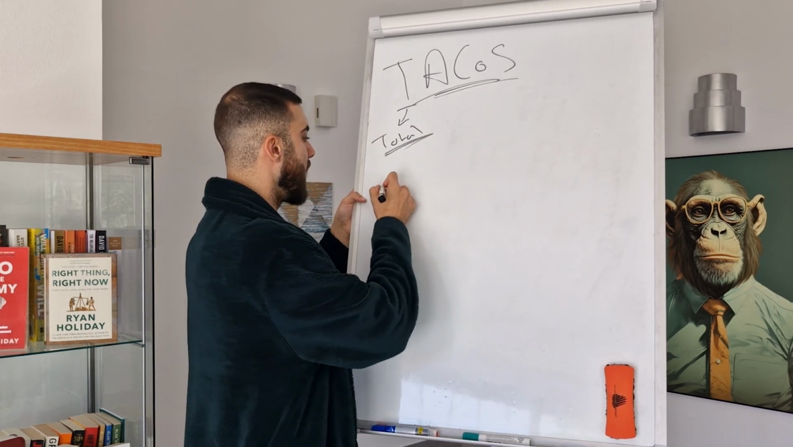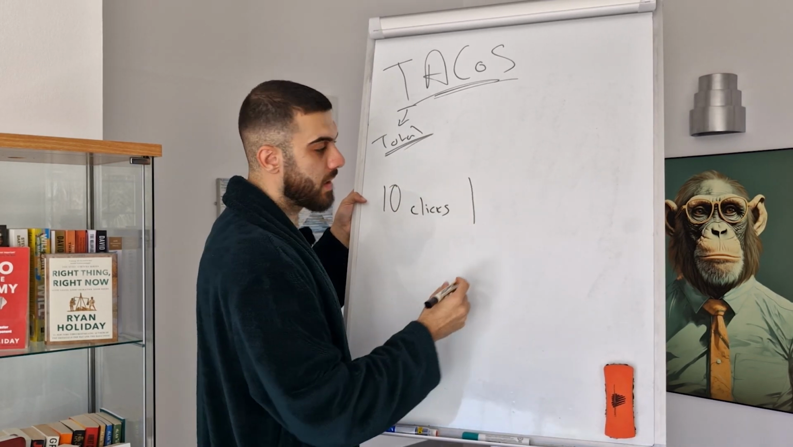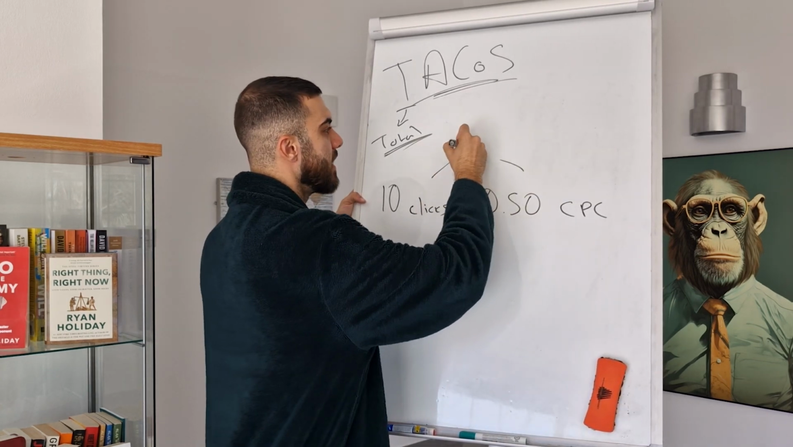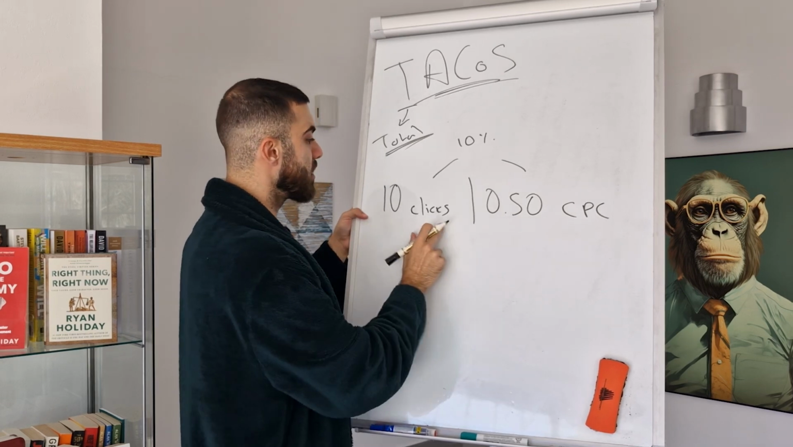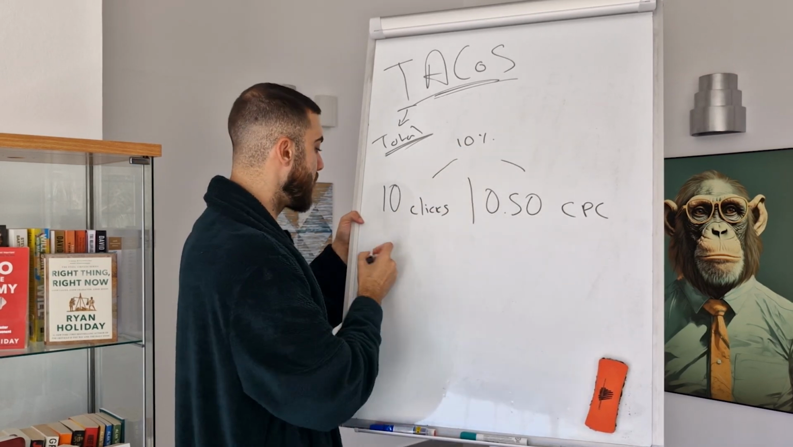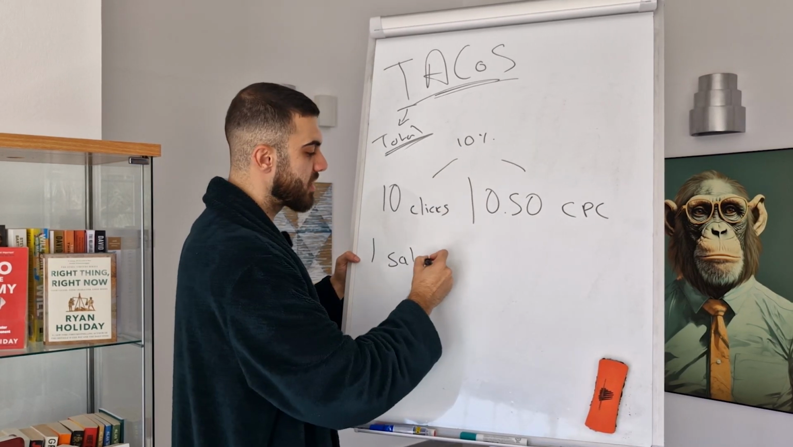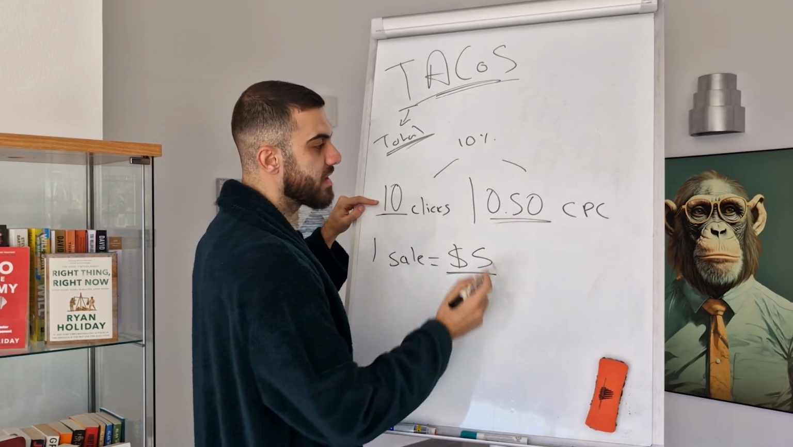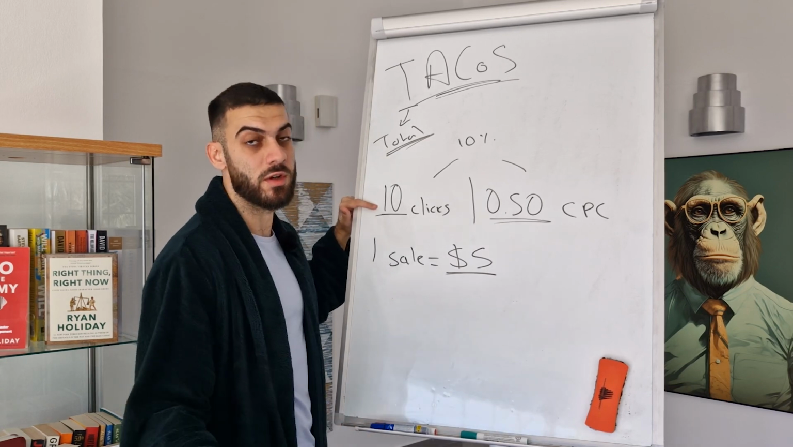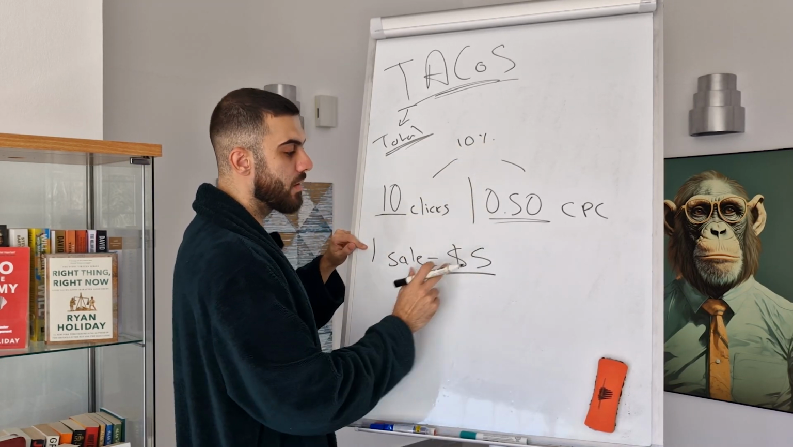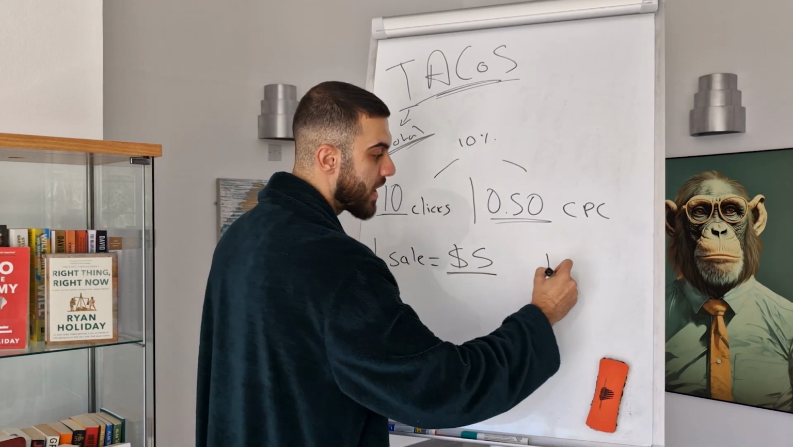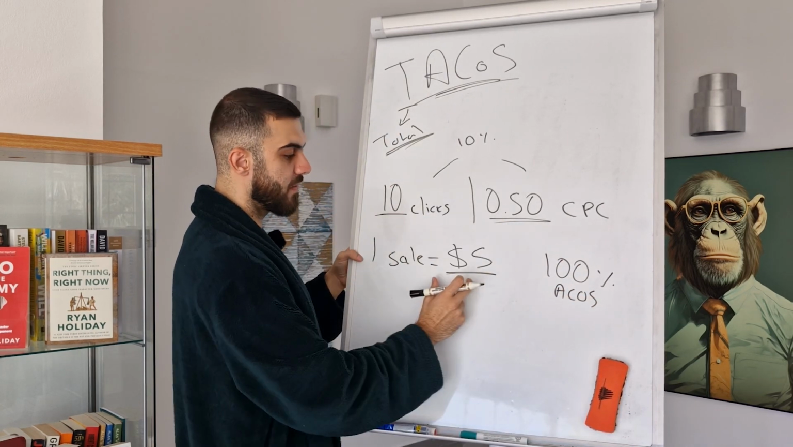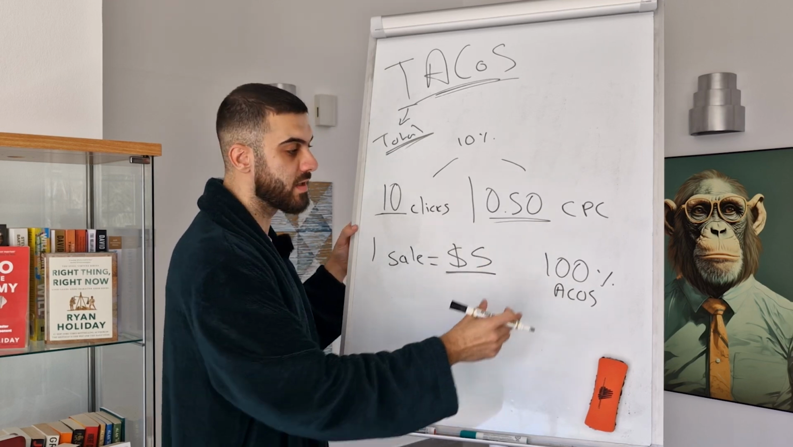We're going to pretend we're running ads. We got 10 clicks. Each one of those clicks cost us 50 cents. This is our cost per click. Now, our book has a 10% conversion rate, which means if we got 10 clicks at a 10% conversion rate, we made one sale. Now, how much do we make per sale? Let's say we make $5 for every sale. Well, we gathered 10 clicks, spent 50 cents per click, which means we spent $5. At a 10% conversion rate, 10 clicks, we got a sale, we made $5, which means we now have a 100% ACOS because we spent $5 to make $5. We spent 100% of our money to make the money back.